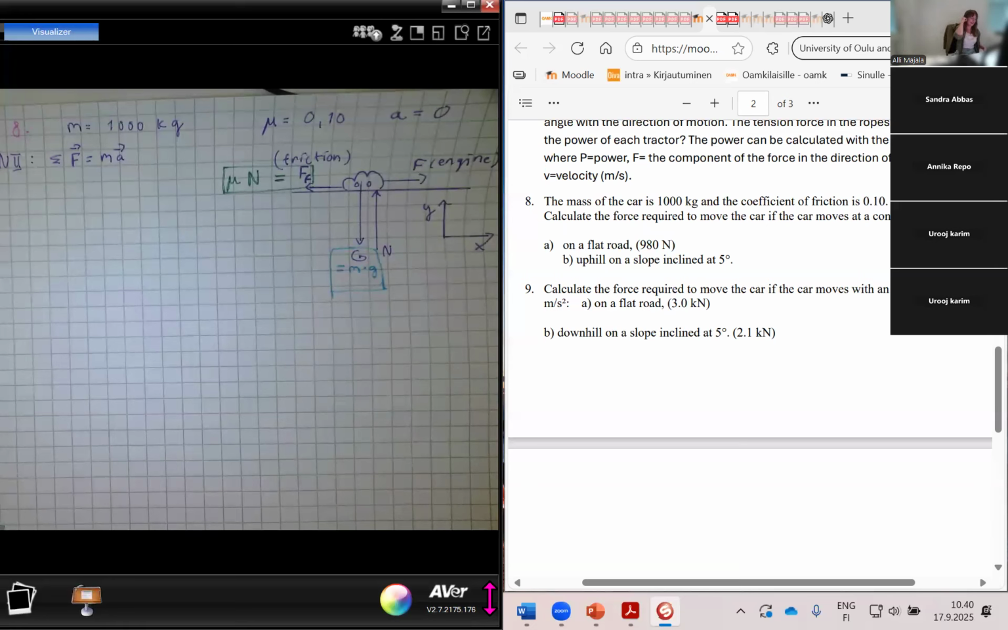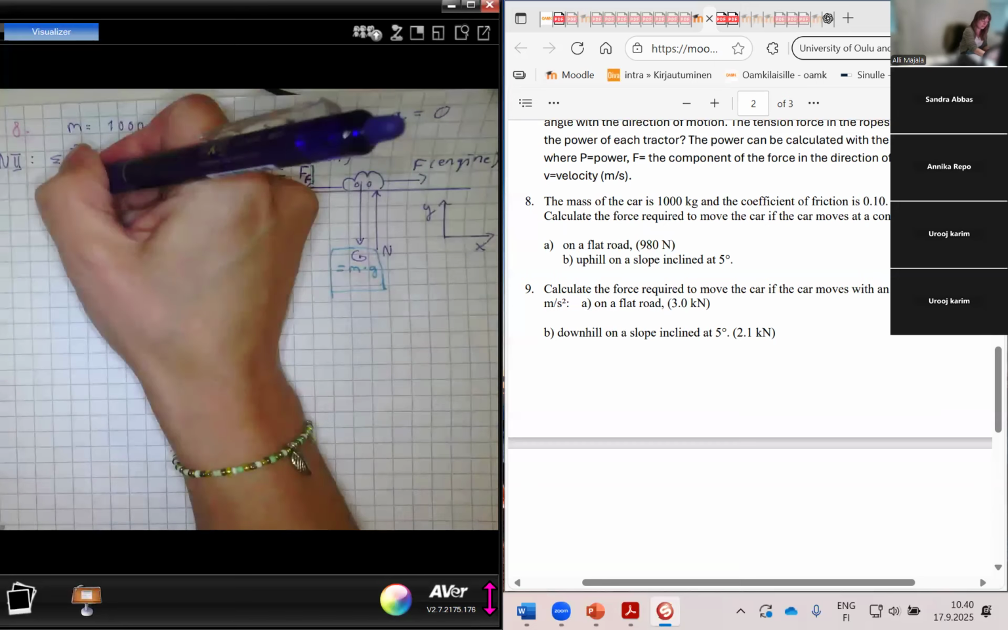Yeah. Okay. So acceleration is 0. So we got to 1 point. Yes.